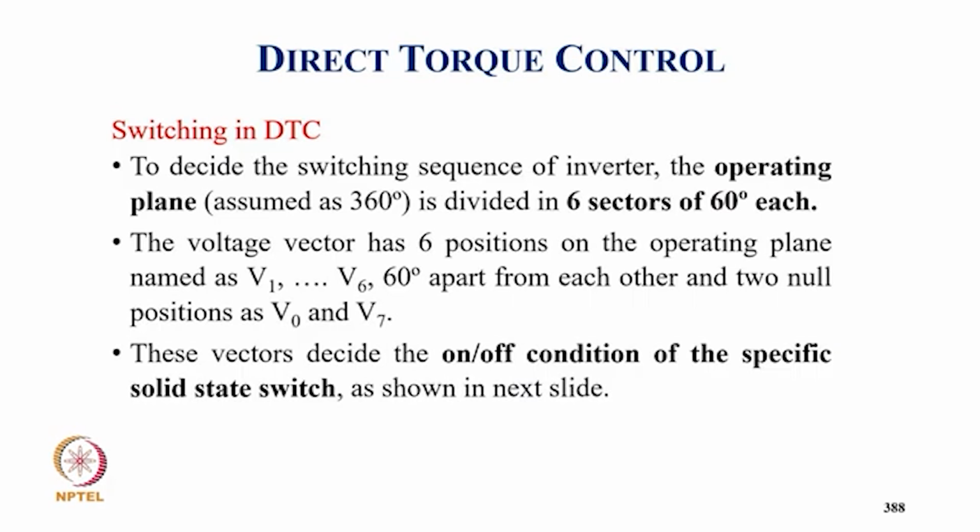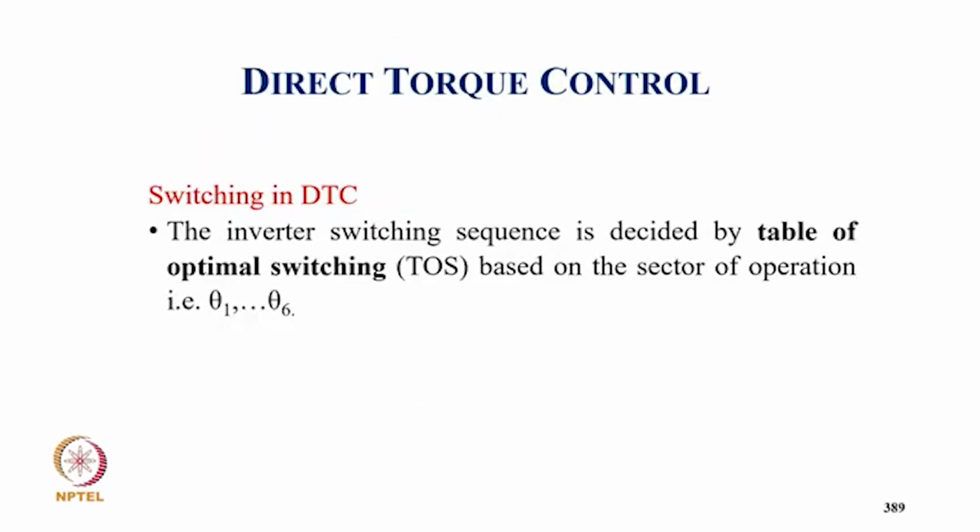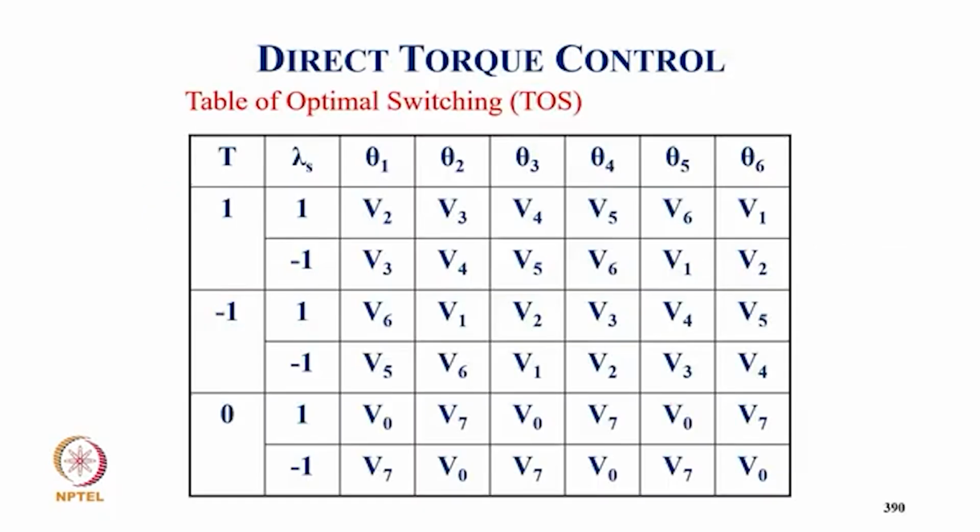So for switching in DDC, to set the switching sequence of the inverter, the operating plane assumes that 360 degrees is divided into 6 sectors of 60 degrees, and the voltage vector has 6 positions of the operating plane named V1 to V6, 60 degrees apart from each other, and 2 null positions V0 and V7. These vectors decide the on-off condition of the specific solid state switch as shown in the next slide. So the inverter switching sequence is decided by the table of optimal switching based on the operation theta 1 to theta 6, and this is the table of optimal switching.